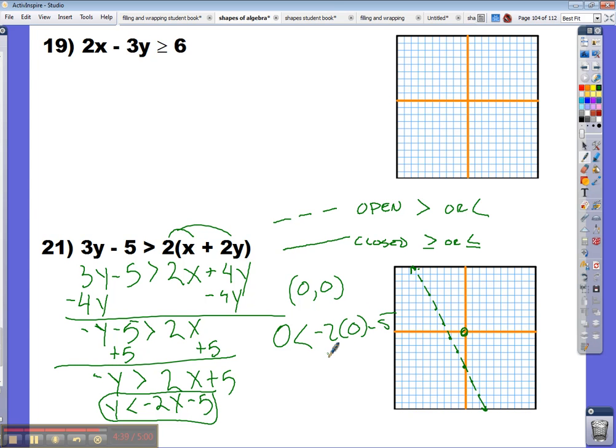Well, negative 2 times 0 is 0. So I have 0 is less than negative 5. This is a false statement. Therefore, 0, 0 cannot be in the solution set. So I will have to shade everything that is on the side of the line not with 0, 0. And that is how you graph a linear inequality.